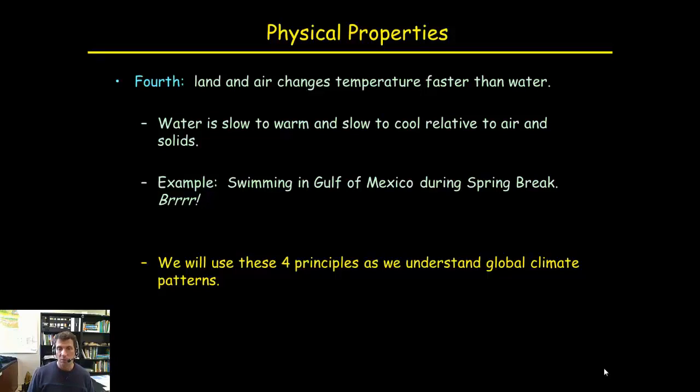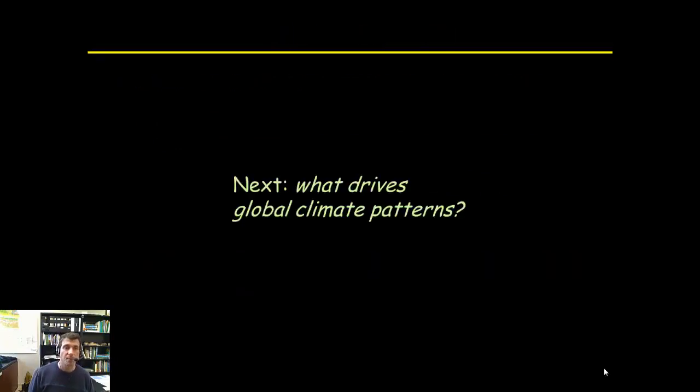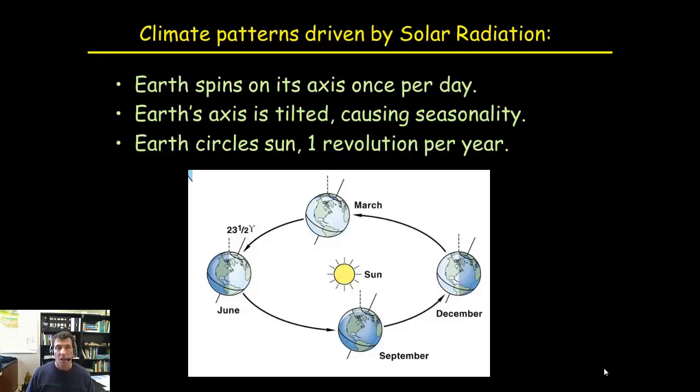So these four principles are all we need to understand climate patterns around the planet. So we need to start scaling up and looking at global climate patterns. And to begin to understand that, we need to go back to 7th grade science and take a look at the Earth and its orbit around the Sun.